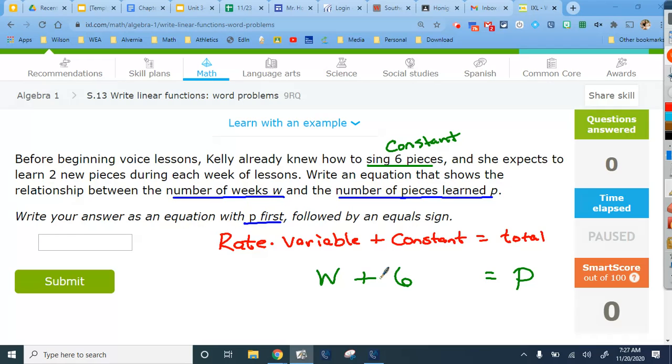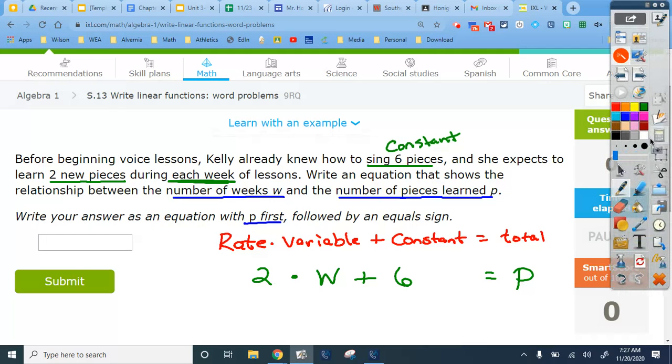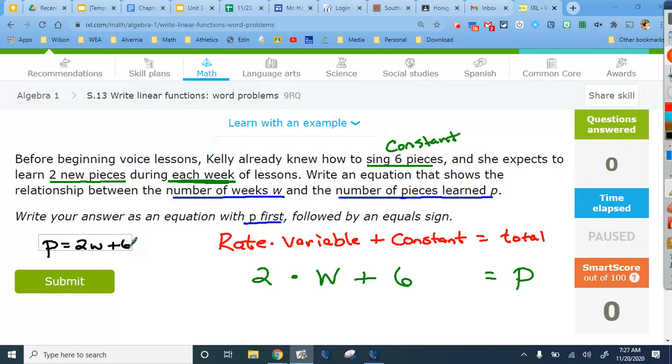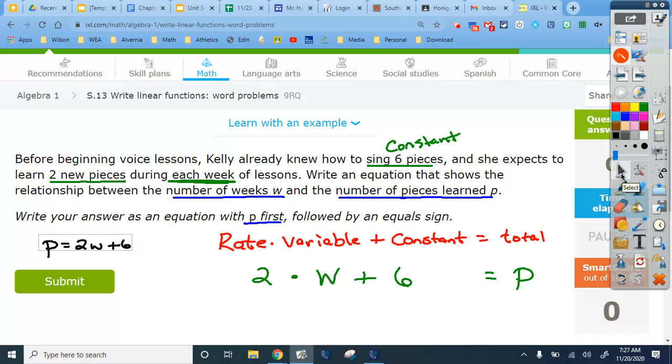And then I look for my rate. She expects to learn 2 new pieces during each week. Again, that is implying my rate. My rate then would be 2 times w plus 6 equals p, or in the format that they want up here, p equals 2w plus 6. So that's the first way that we can actually create an equation based off of a word problem.